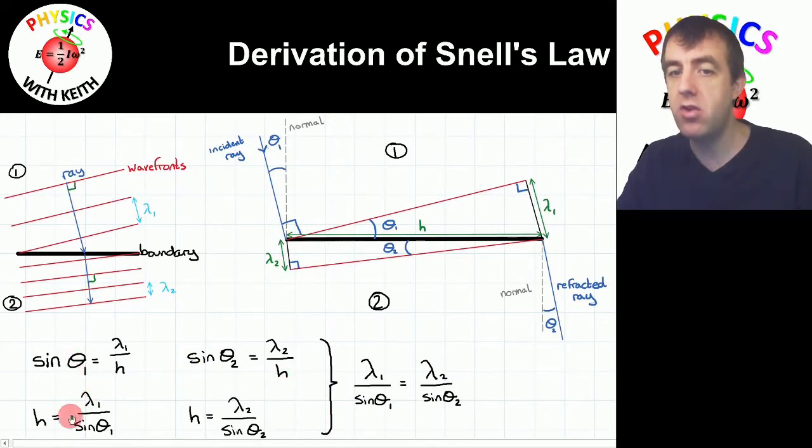I've rearranged each of those equations to get h as the subject, as you can see below here. And as h is the same for both of these two equations, they are simultaneous equations, so I can equate them to get this expression here. λ1 divided by sine θ1 is equal to λ2 divided by sine θ2.